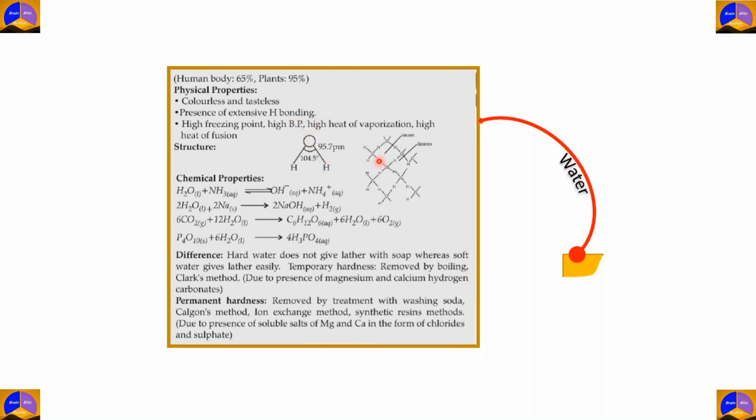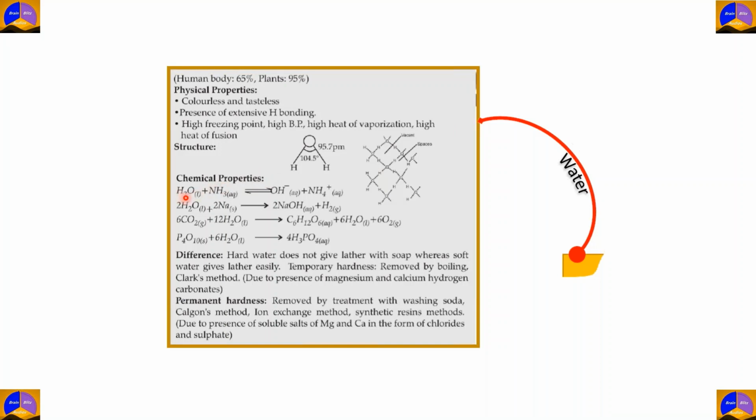Now, in ice, it is found that one oxygen atom of water will have a tetrahedral arrangement with 4 other oxygen atoms of water. Now, ice forms a lattice-like structure, and therefore ice is less dense than water. Now, we move on to the chemical properties of water.